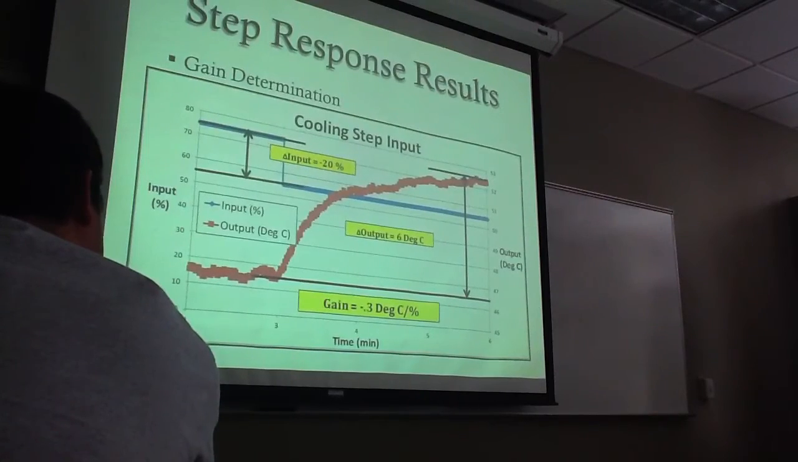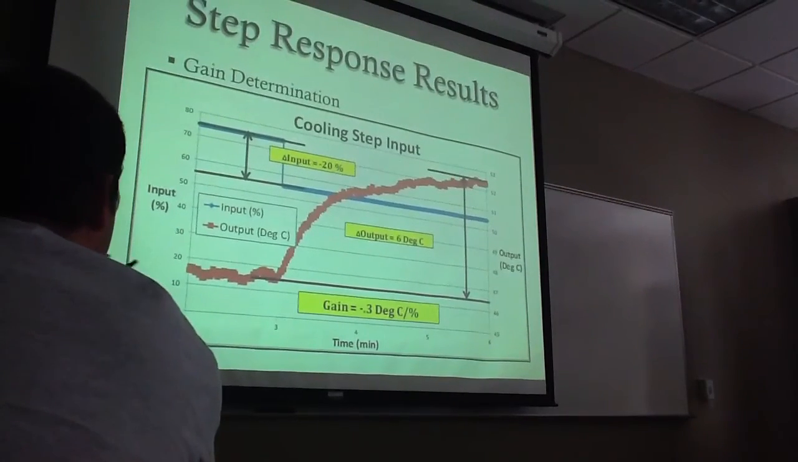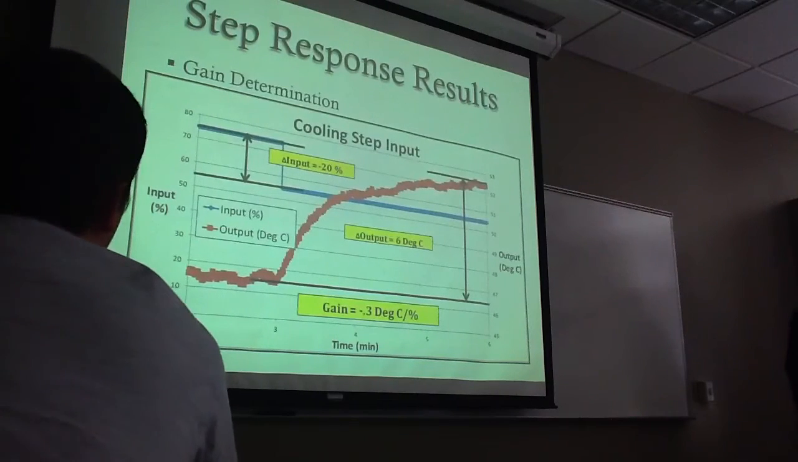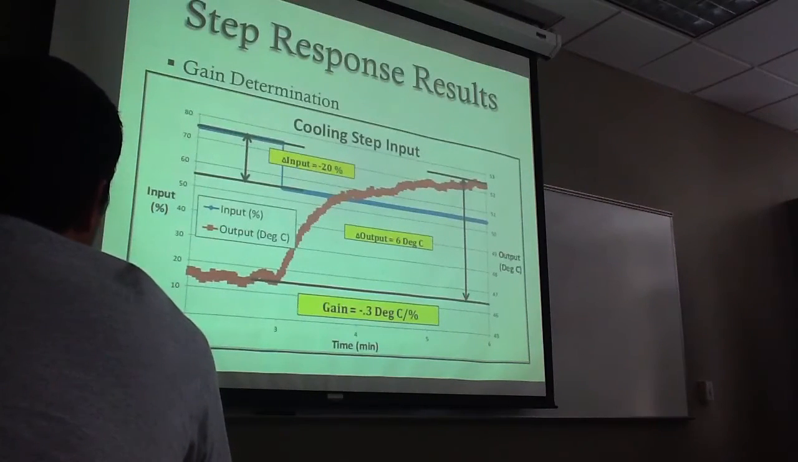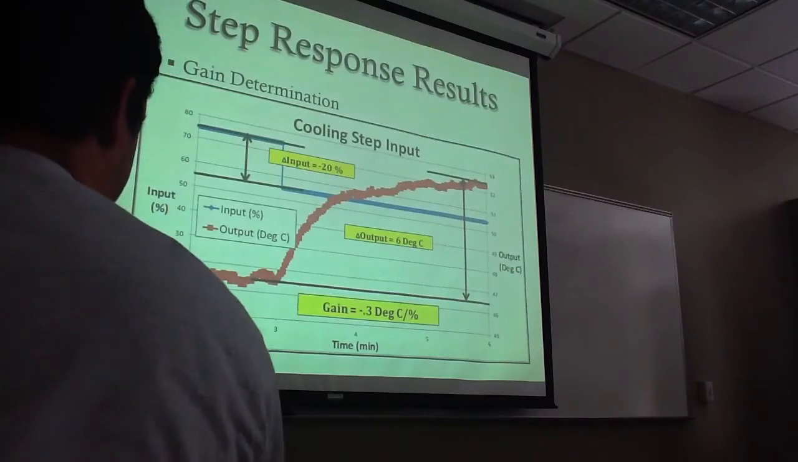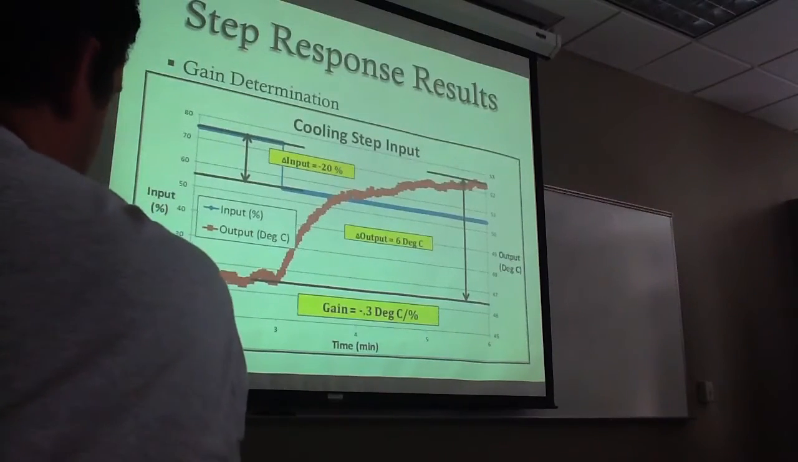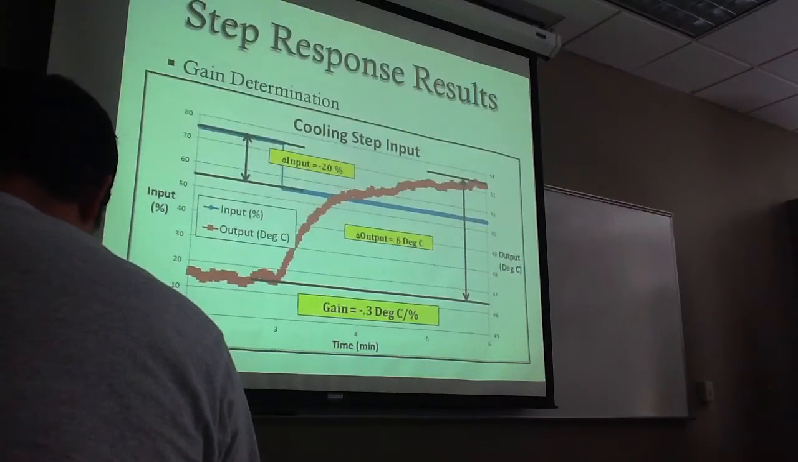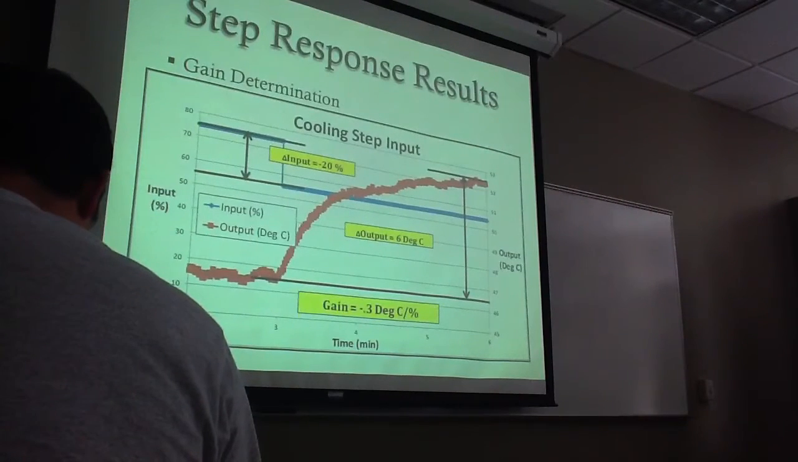For our step response results, this is the graph of gain. It started out at an output of 75, and we had a -20% decrease, so it dropped to -55%, and it gave us a 6 degree output differentiation, which in turn, when you did the output over the input, gave us a gain of -0.3 degrees Celsius per percent.